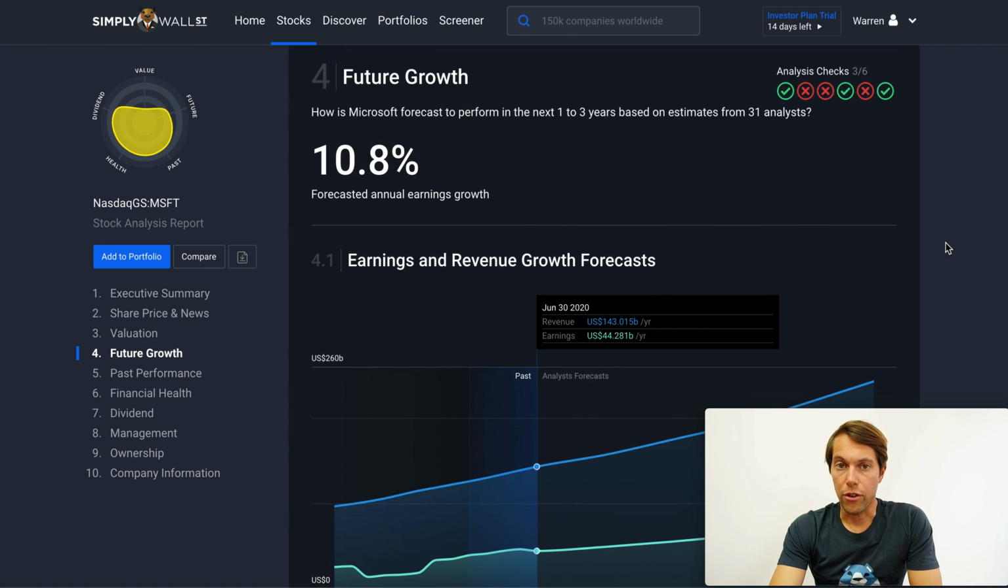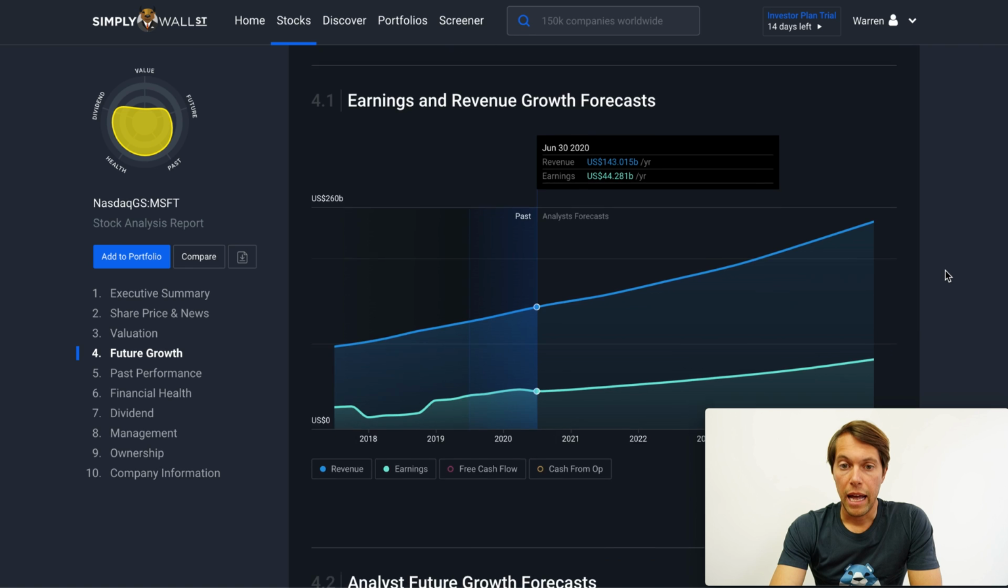Let's move on to future growth. So what are we doing in future growth? What are we looking at here? We are looking at the forecasts for the company based on the consensus of the analysts. And you can see in the case of Microsoft, we have 31 analysts who have submitted forecasts for this company. And how can we explore those?